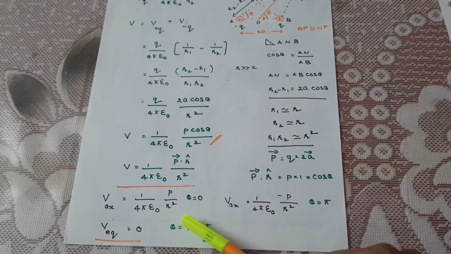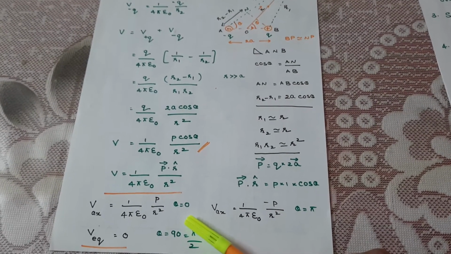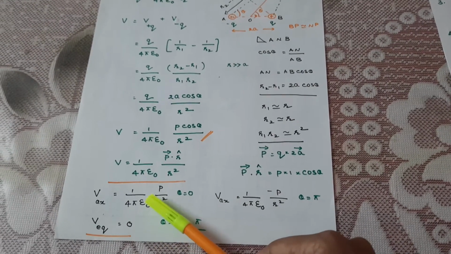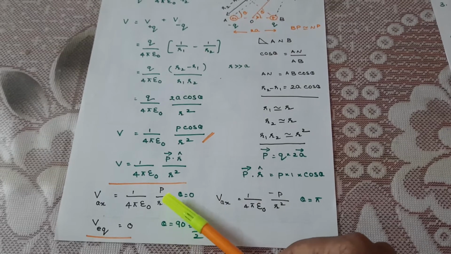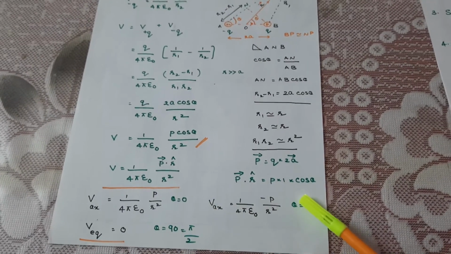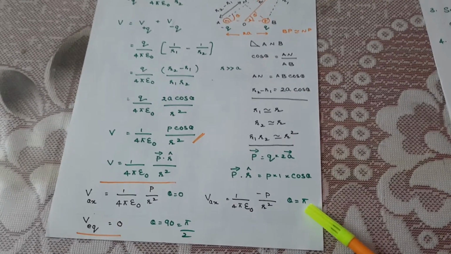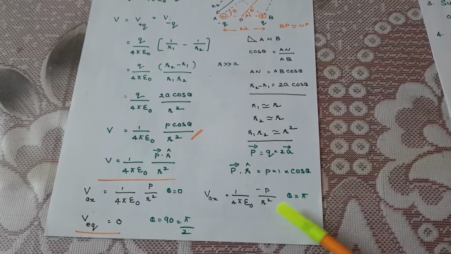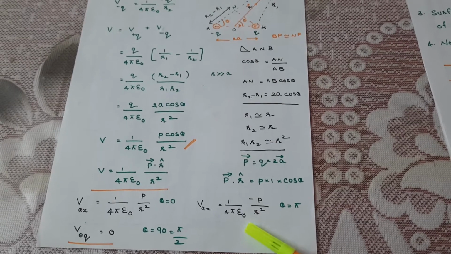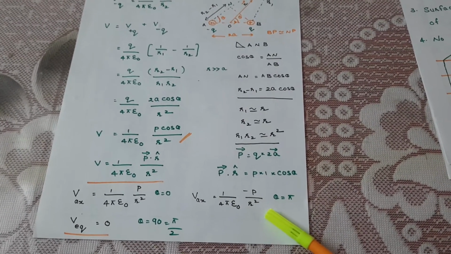If the point is on the axial line, then theta is equal to 0. Cos 0 is 1. Therefore, V axial is equal to 1 by 4 pi epsilon 0 into p by r square. If theta is equal to 180 degree, that is pi, cos 180 is minus 1. So V axial is equal to 1 by 4 pi epsilon 0 into minus p by r square.